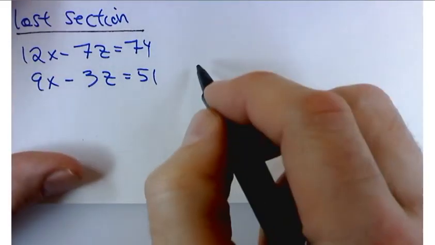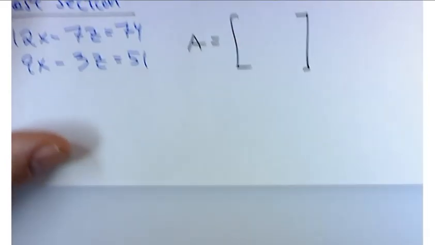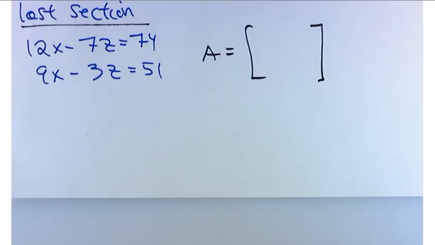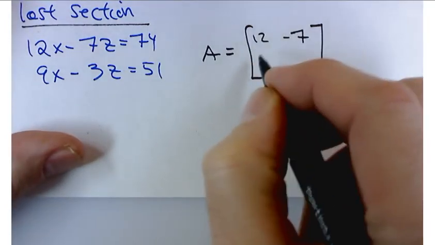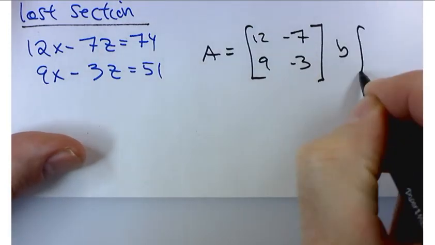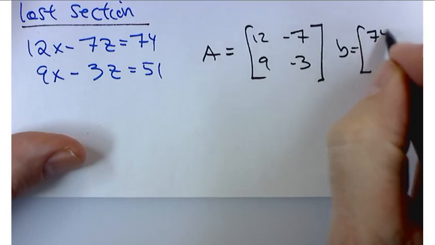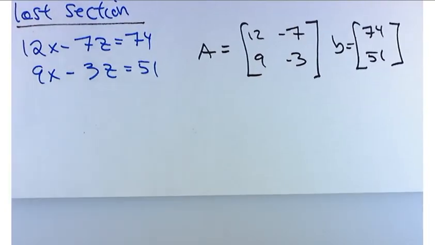I'd first start out by figuring out what matrix A is going to be. What's matrix A going to be in this case? 12, negative 7, 9, negative 3. And matrix B, 74 and 51. So let's enter both of those into our calculator and then repeat this calculation of A inverse times B.